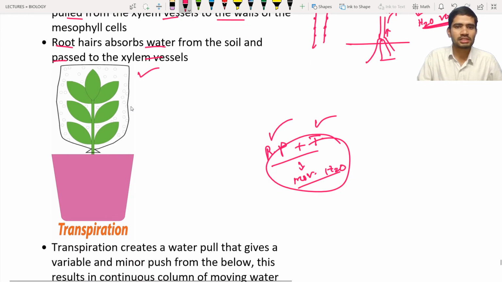So here is a small experiment. In this experiment we have to take one potted plant. If you don't have any potted plant, go to a nearby tree and select a small branch containing around 10 to 20 leaves. Take one polythene bag, cover the leaves with the help of the polythene bag, tie the mouth of the bag, and wait for 2 to 3 hours. After 2 to 3 hours, what can you see? You can see small droplets forming inside the polythene bag.